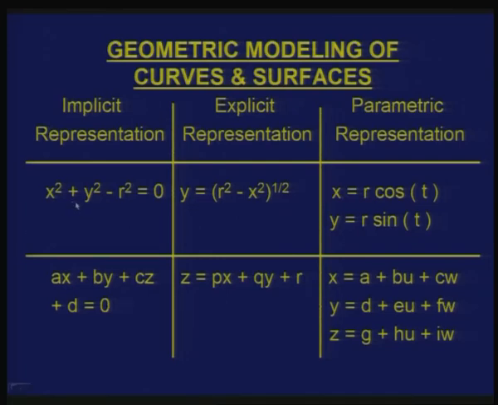For example, what you see here is an entity like a circle, represented in all three representations. In an implicit representation, I can have an equation like x squared plus y squared minus r squared equals 0, where a curve is represented as f(x, y) = 0. Or I can have an explicit representation, where you model a curve as y equal to a function of x. So, the same circle can also be represented explicitly, as shown here. Then you are also familiar with the parametric representation of a circle, in terms of r cos t and r sin t, where t is the parameter that varies along the curve.